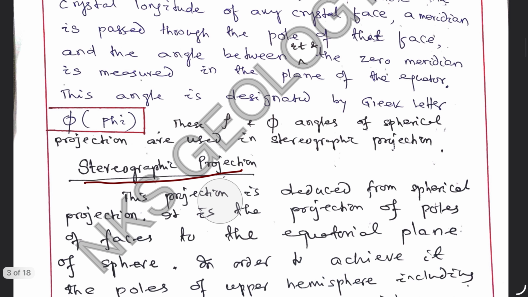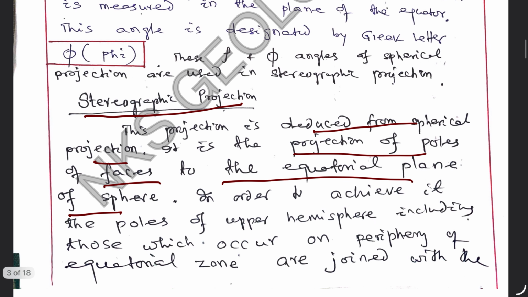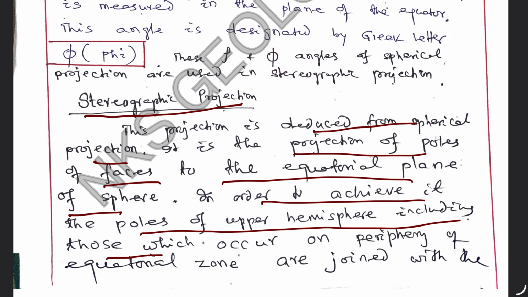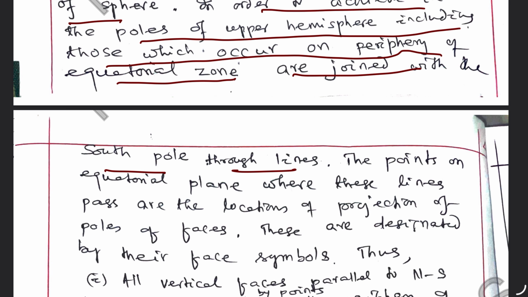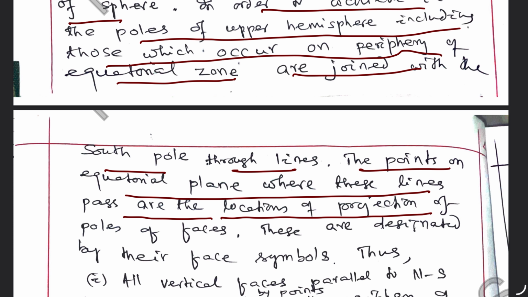In stereo projection, this projection is deduced from the spherical projection. It is the projection of the poles of the faces onto the equatorial plane of the sphere. To achieve it, the poles of the upper hemisphere, including those which occur on the periphery of the equatorial zone, are joined to the southernmost end, that is the south pole, through lines. The points on the equatorial plane where these lines pass are the locations of the projections of the poles of the faces.